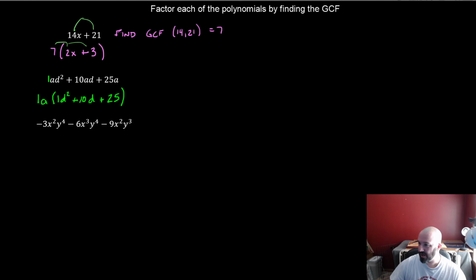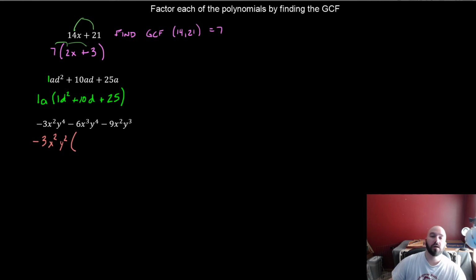So let's say I'm coming into this one and I know I've got to pull out a negative. So I'm going to pull out a negative, and 369 is going to give me 3. And I pull out, there's 2 x's, 3 x's, 2 x's. I can pull out 2 x's. 4, 4, and 3. I can pull out 2 y's.